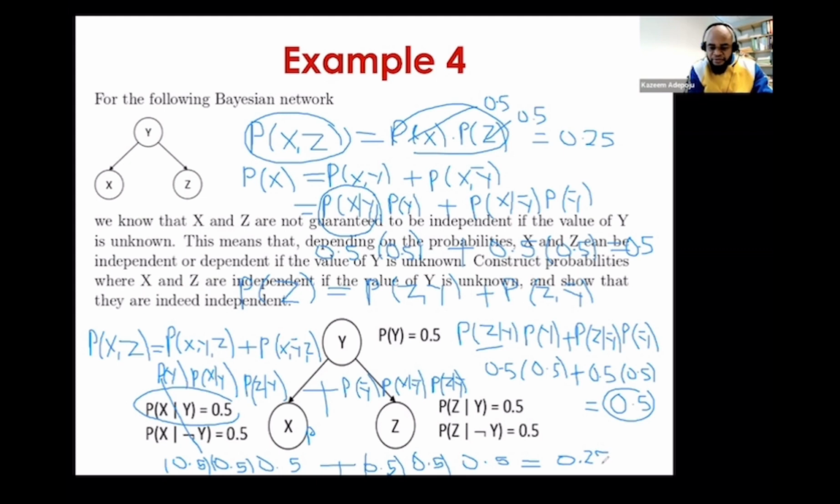So what have we done? The probability of xz is the same as the product. Therefore, x and z are independent. That is the way to prove that.